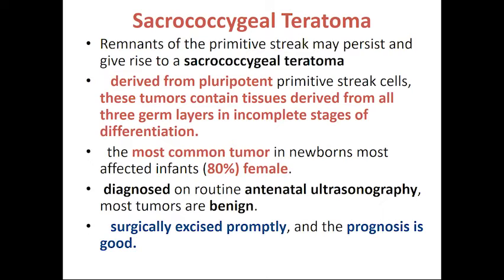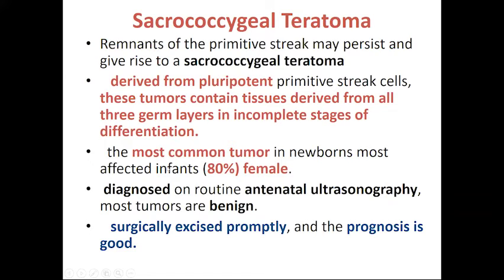These tumors contain all sorts of tissues, because all three types of germ layers are present in the streak. So the streak has cells from the three germ layers, and that is why the tumor that appears is going to contain all sorts of tissues. The tumor can be of ectodermal origin, mesodermal origin, or endodermal origin. That is exactly what is meant. It is pluripotent. These tumors contain tissues derived from all three germ layers in incomplete stages of differentiation.